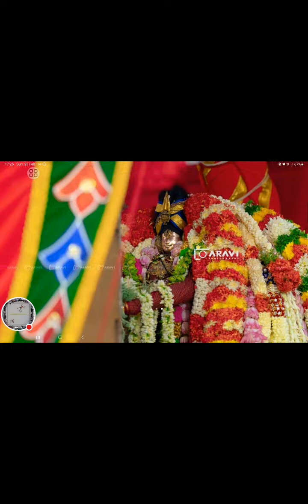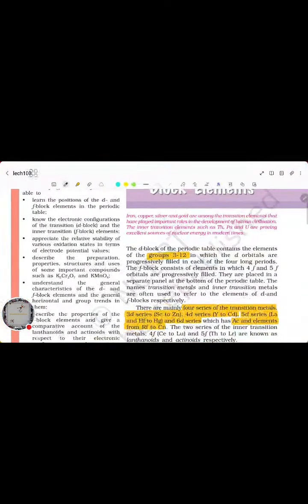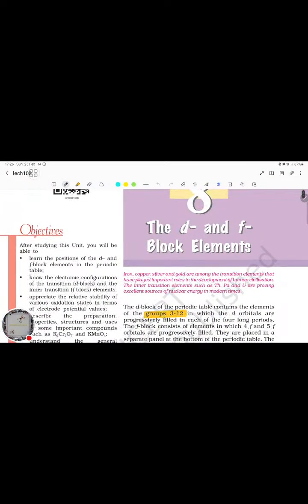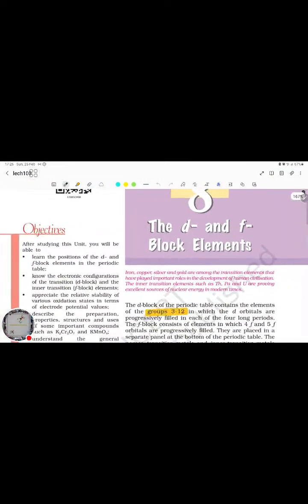Session 3 Chemistry. In this particular session we'll cover our d and f block. We are going to read the NCERT line by line, and then do in-text questions and out-text questions, and finally, if time permits, we'll try solving our previous year questions as well. So let's get started now. d and f block elements.